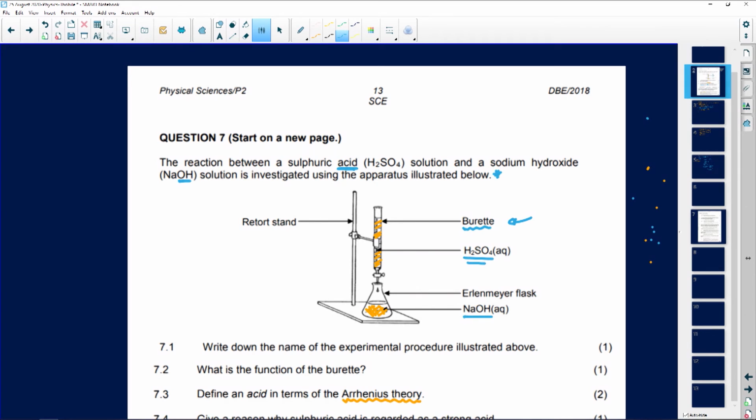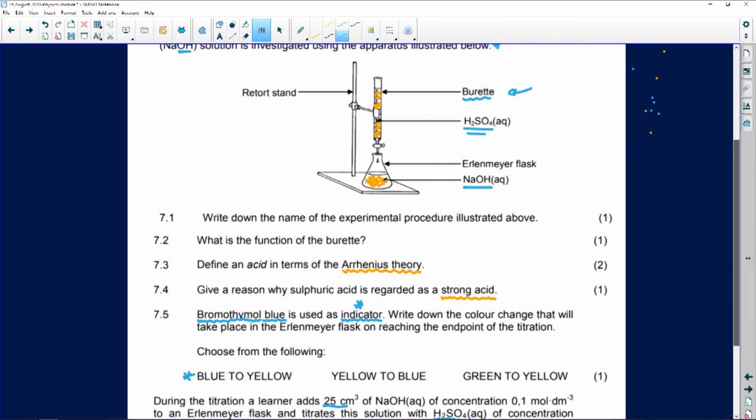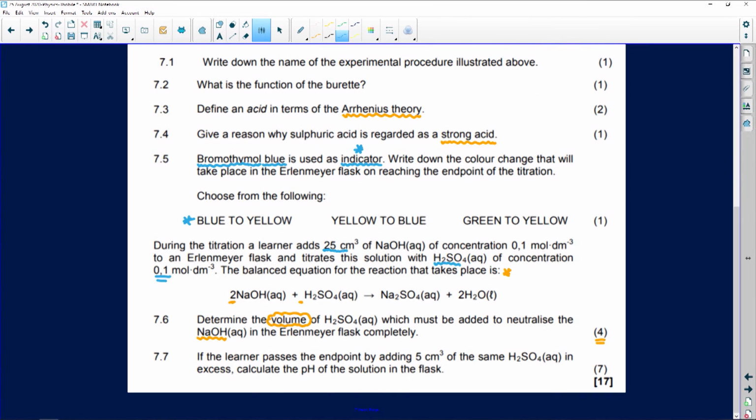Now let's see if I can do another question. So let's look at number 7.7. Now they're telling us if the learner passes the endpoint, so we've reached endpoint, but we passed the endpoint by adding 5 cubic centimeters of the same sulfuric acid in excess, so there is more than what is required. Now we need to calculate the pH of the solution in the flask, and this is for 7 marks.